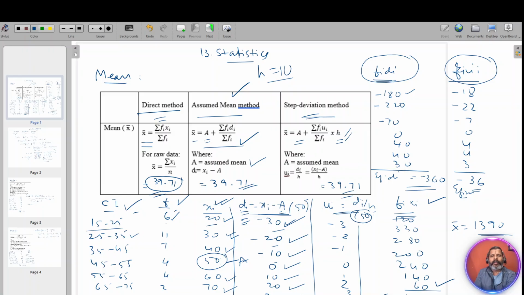When you ask me which method to use, no matter the Ci, you always use the step deviation method. It will be very easy. Calculations will be easy. You will not be prone to errors. So step deviation method is always easy. Again, provided Ci and f are very simple, go for the direct method. It will give you the answer quickly. Okay, thank you.